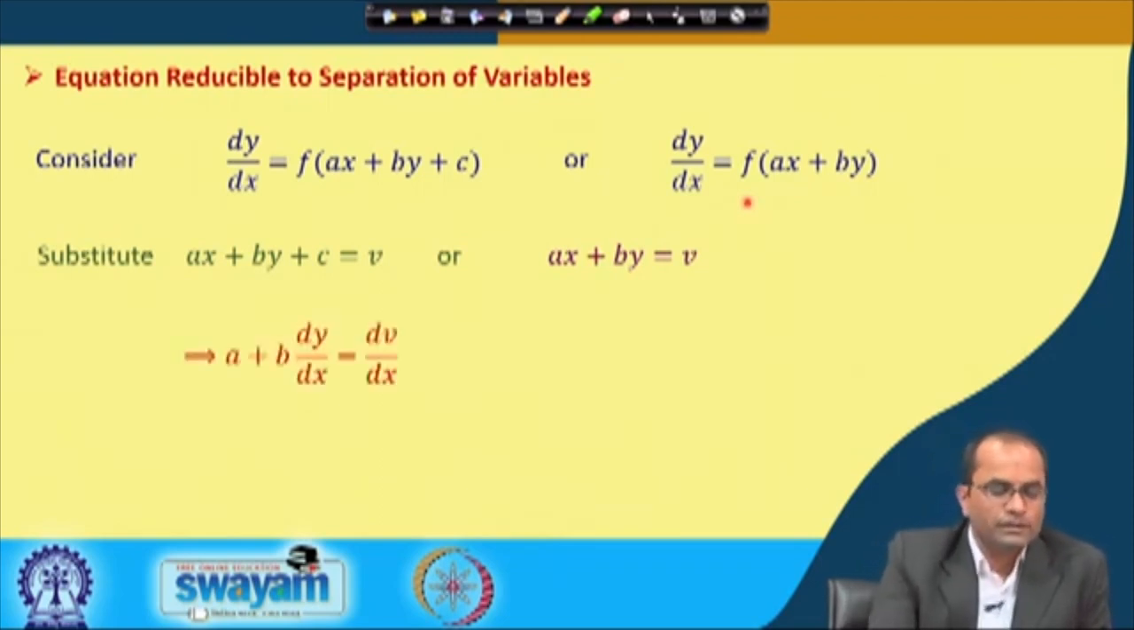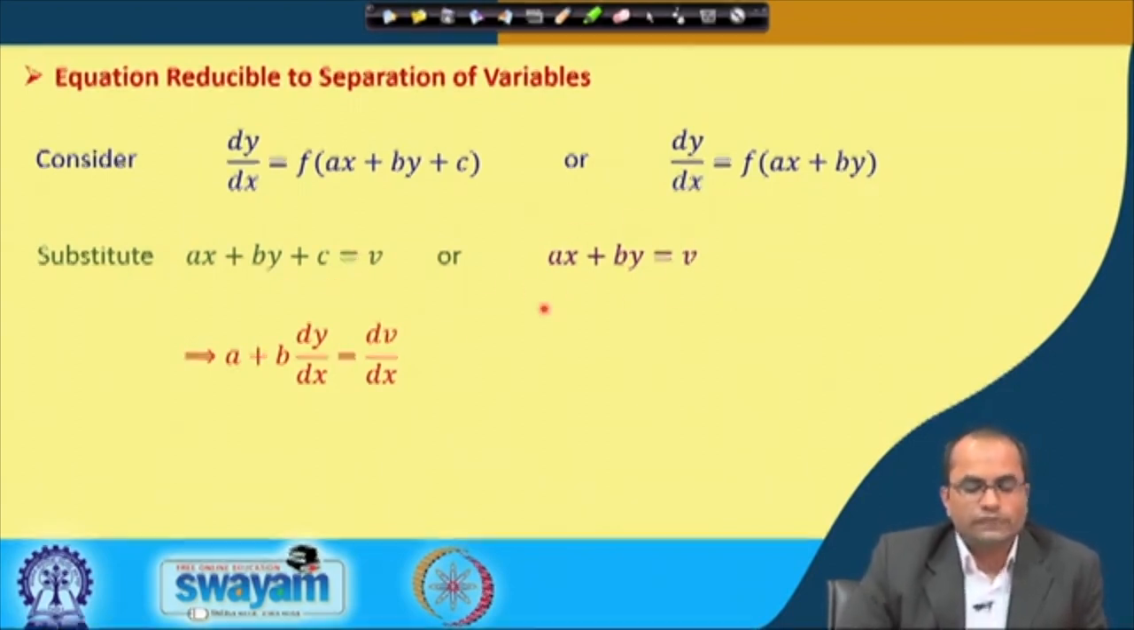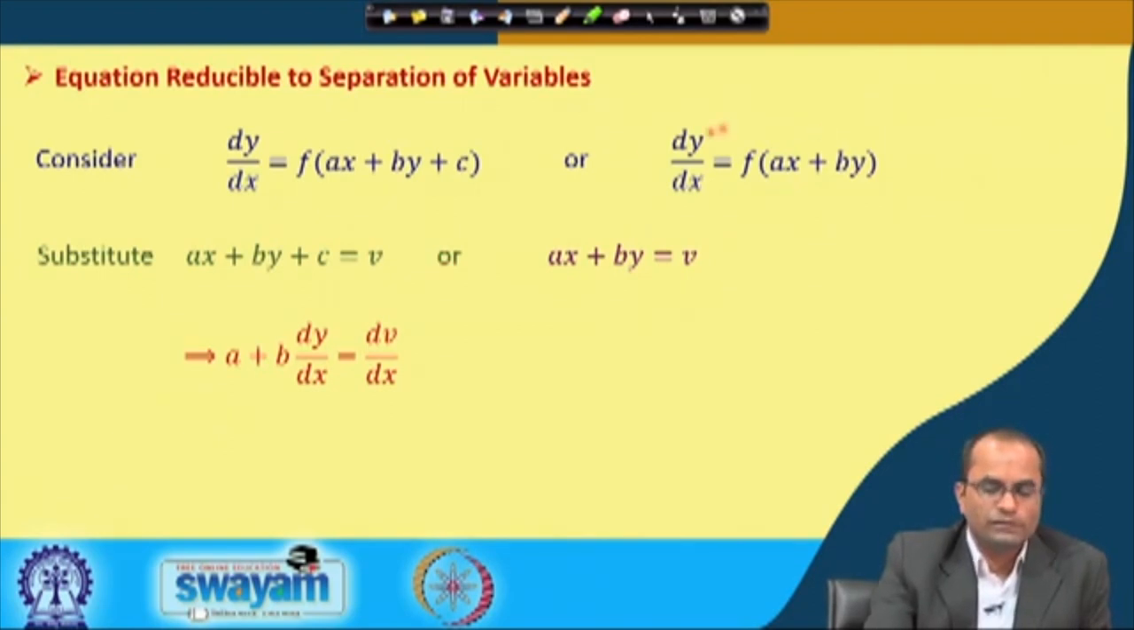What will happen if we differentiate this to get the relation for dy over dx? We get a, since x differentiates to 1, plus b dy over dx, and the constant c gives 0, and this is equal to dv over dx. The same expression we get when we differentiate ax plus by equals v. So it does not matter which substitution we use: in either case, the new variable v and its derivative with respect to x will be of the form a plus b dy over dx.